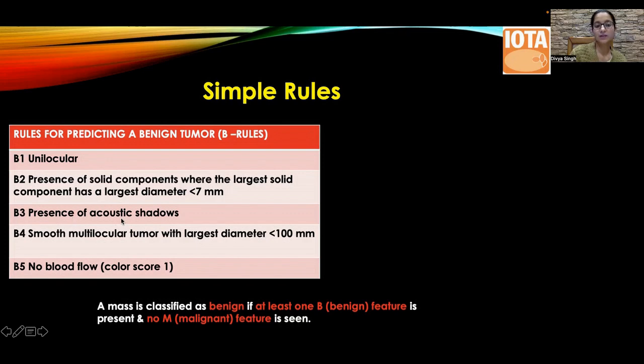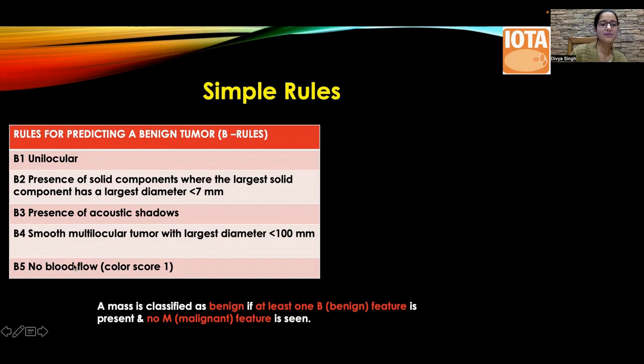B3 is presence of acoustic shadowing. Acoustic shadowing is a reassuring finding and more typical of a benign lesion. So it's a B3 feature, that is presence of acoustic shadowing within or posterior to an adnexal lesion. Then B4 is if the lesion is smooth, that is, it has smooth inner walls and is multilocular with its largest diameter less than 10 centimeters or 100 millimeters, then it is B4. So a multilocular smooth-walled lesion with the largest diameter of less than 100 millimeters or 10 centimeters is B4.